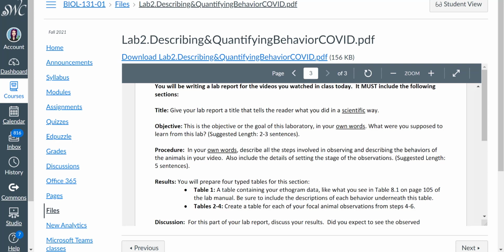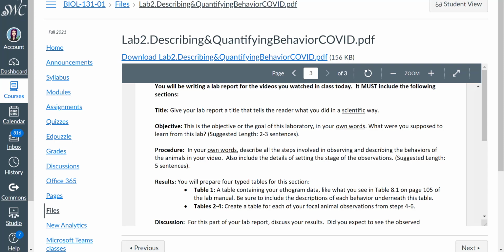The next section you have to include is the objective. What was the purpose of me having you do this lab? What were you supposed to get out of it? What was it supposed to teach you? I want to see that in your own words. It doesn't have to be long, only 2 or 3 sentences, but it should be pretty detailed. Be specific. What specifically were you supposed to get out of this lab?